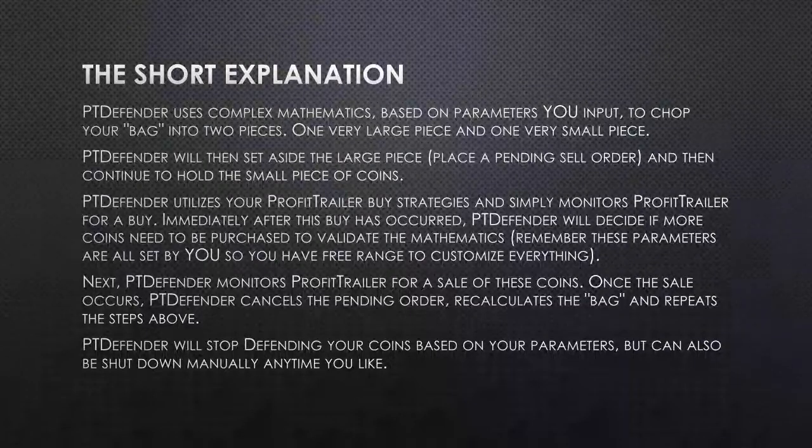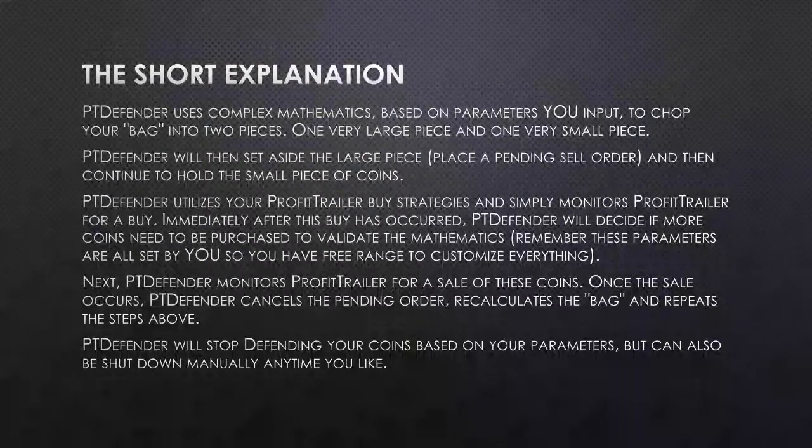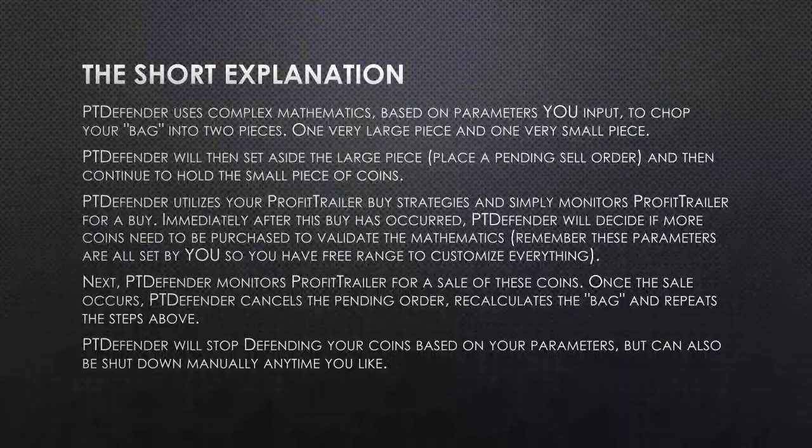At that point, it's pretty easy to look at this in one way. So you have your bag. It's going to split it in two pieces. It's going to have a larger piece of the bag, and then it's going to take a small piece, which I've been calling a shard. At that point, PT Defender will then set aside the larger piece, placing a pending sell order. So it's going to move that bigger part of the bag into your pending part of the GUI.